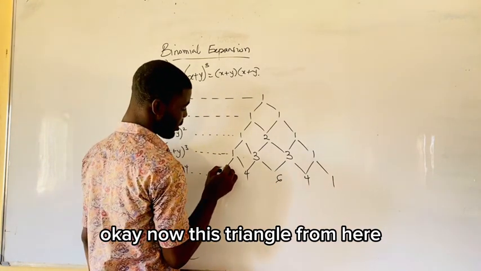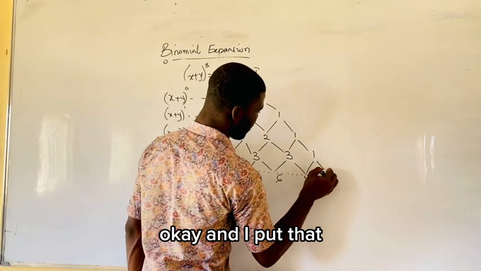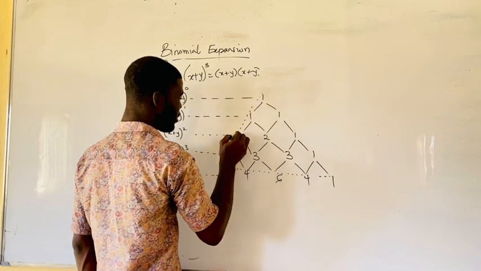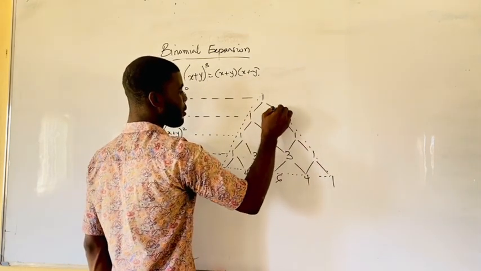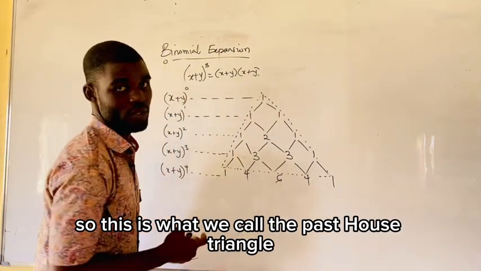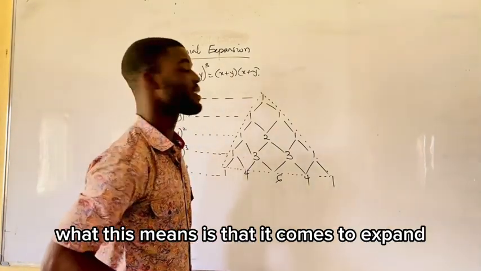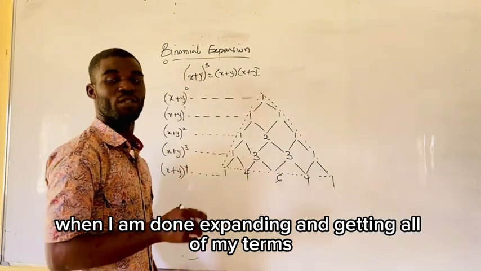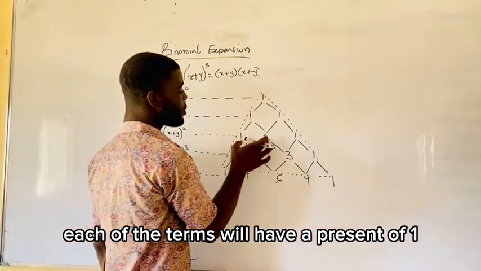And this diagram from here, if I put dotted lines like this, and I follow that line up, and I put dotted lines all the way down, we just formed a triangle. So this is what we call Pascal's triangle. Are we good? Now moving from this edge, what this means is that if I'm to expand (x + y) to the power of 2, when I am done expanding and getting all of my terms, each of the terms will have a coefficient of 1, 2, and 1.